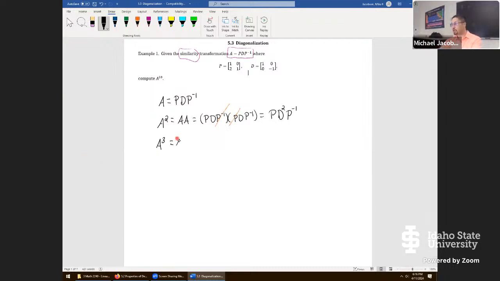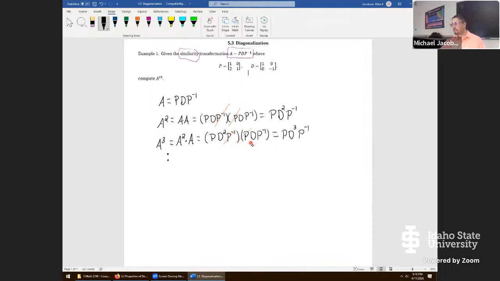So for A cubed, what I would do is go A squared times A. Because we already calculated A squared, it's P times D squared times P inverse. Next, substitute in the value for A from line one, P, D, P inverse. Now it probably just looks like deja vu. Here's P and P inverse canceling. You'll write out your answer as P, then D squared times D, so we're up to D power 3, times P inverse. So that's what A cubed looked like.